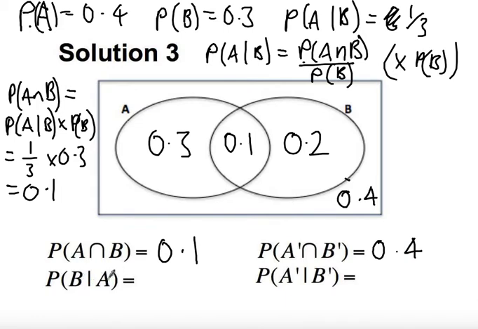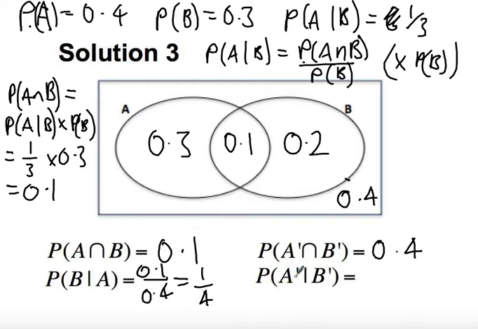Probability of B given that it is in A. So what I'm going to be working with is this probability of A, so that is over 0.4. And then the probability it is in B is this bit here out of the 0.4. So 0.1. And so I can give that answer as 1/4.